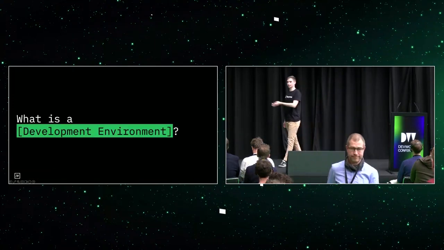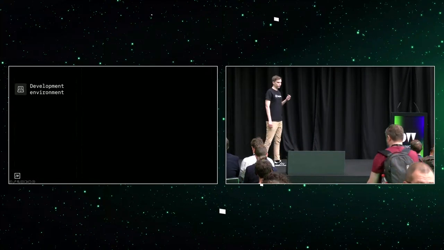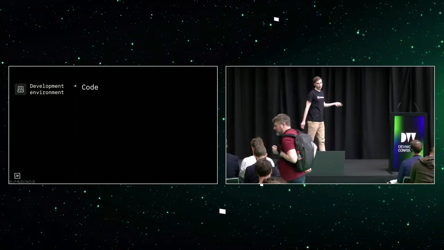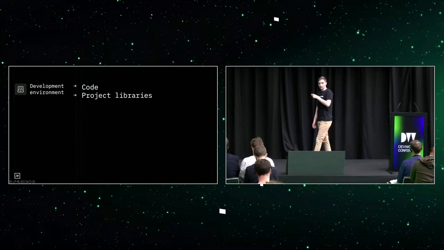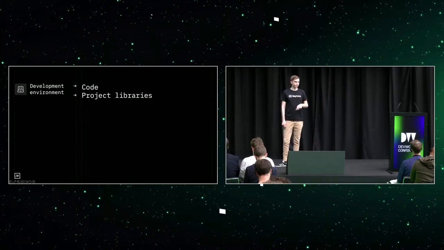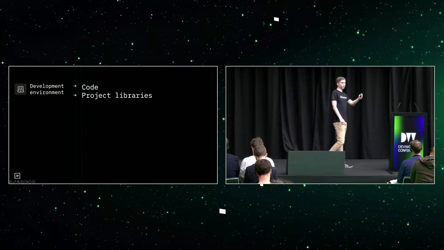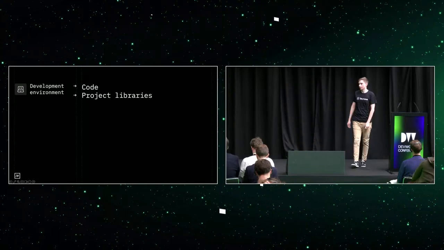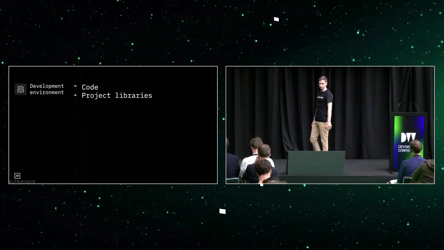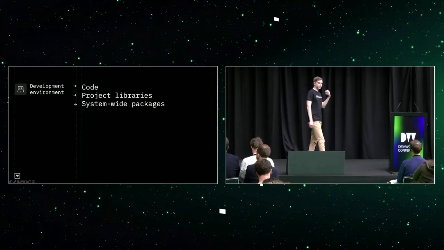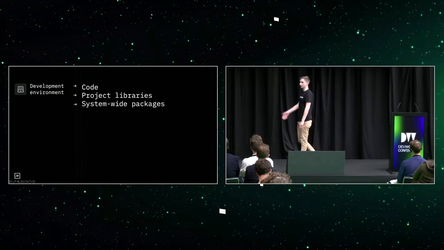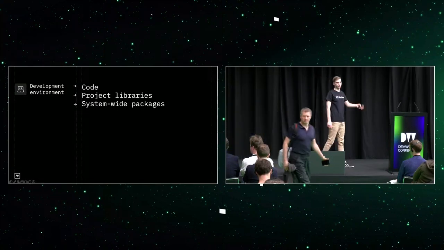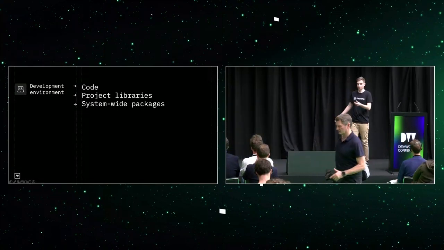So what even is a development environment? A development environment first has to have access to your code, some source code that's hosted wherever. Then you need some project libraries. For example, you need to install Moment.js, Java dependencies, C# dependencies, and so on. Then you need some system-wide packages. For example, you need Git while developing, you need some AWS CLI tool for some CLI stuff, or any other system-wide package like curl or Vim or zip or whatever.